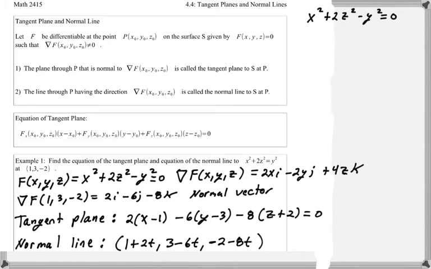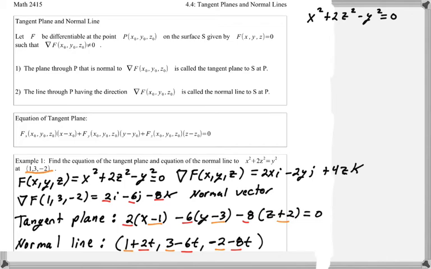So you see your normal vector, 2, minus 6, and minus 8 in your plane, 2, minus 6, and minus 8 in your normal line. And then we had the point 1, 3, and negative 2. So you can see that in each there. Okay. So not too terribly difficult to find the normal line and the tangent plane.